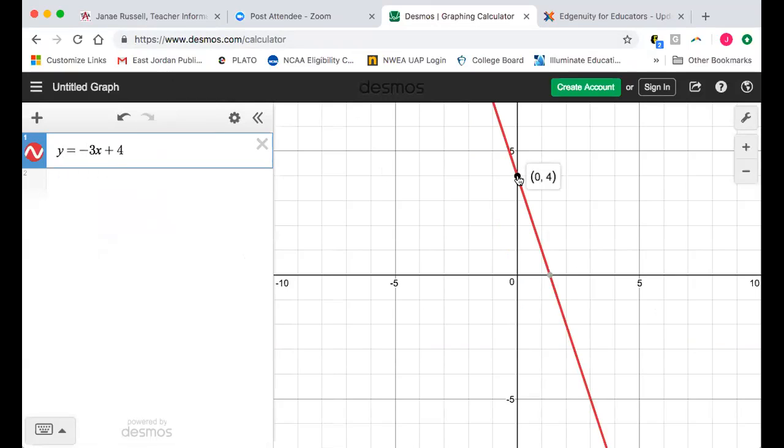Your slope is negative 3. So we go down 1, 2, 3, right 1, and you can see that point right here is on the graph. So 1, 1 is on the graph. From there, you could go down 3, right 1. You can see that's on the graph. So pretty cool tool. You could graph 2 equations on one if you wanted to see how they compare.